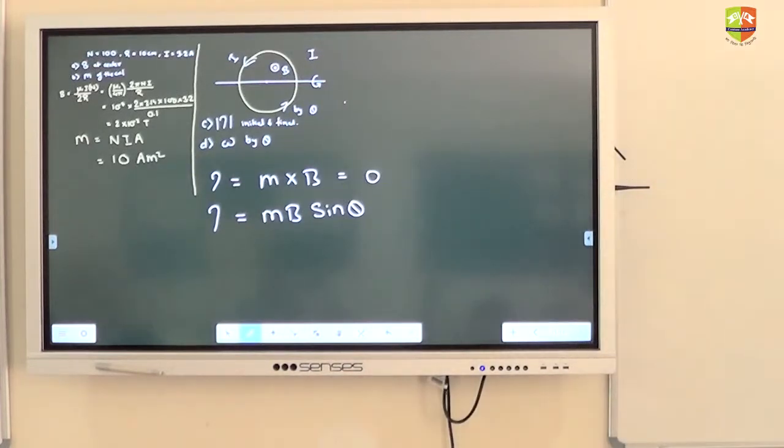So you can write torque is I alpha. Please do that. Yes, sir. Omega would be root of 2 mB cos theta by I. Okay, others? No one?